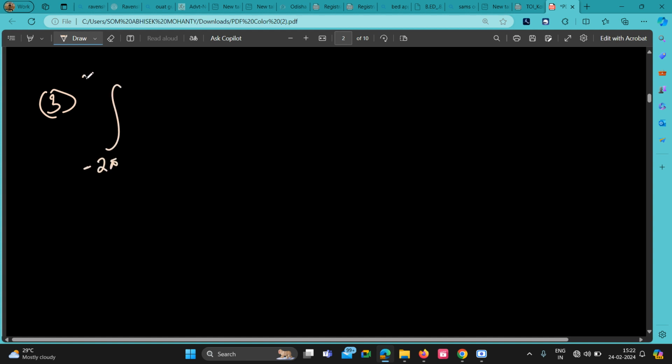Integral from minus 2 pi to 2 pi of sine theta by 2, delta double dash(theta plus pi) d theta. Okay. Sine theta by 2 delta double dash(theta plus pi) d theta. So how to solve this one here? So what is the formula for this? Tell me.